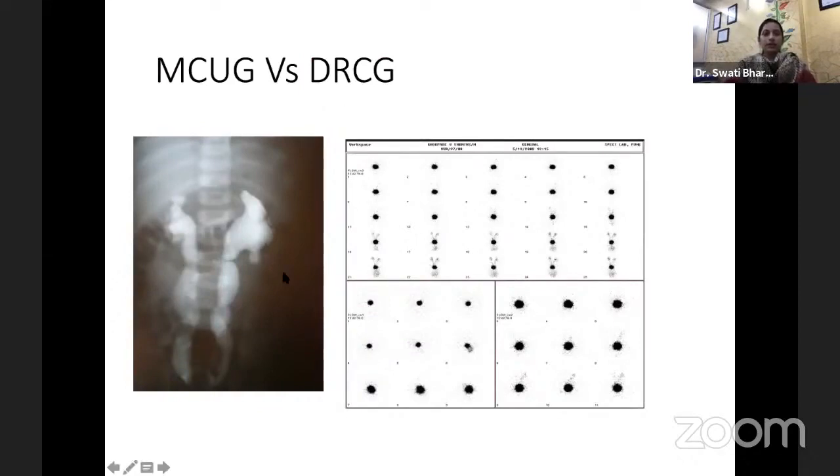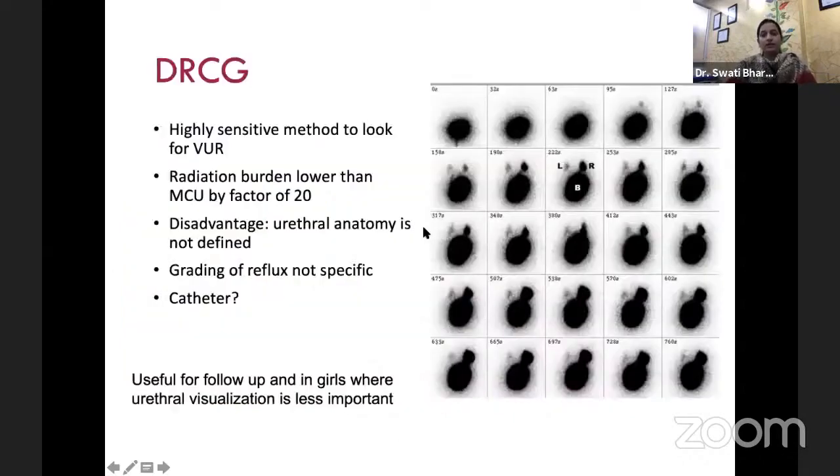DRCG. Compared to MCUG, it has got better sensitivity, but disadvantages again, urinary catheterization has to be done like in MCUG. But the advantage is that reflux can be detected both in the filling phase of the bladder as well as the emptying phase. So sensitivity is increased, and radiation burden is lower than that of MCUG.